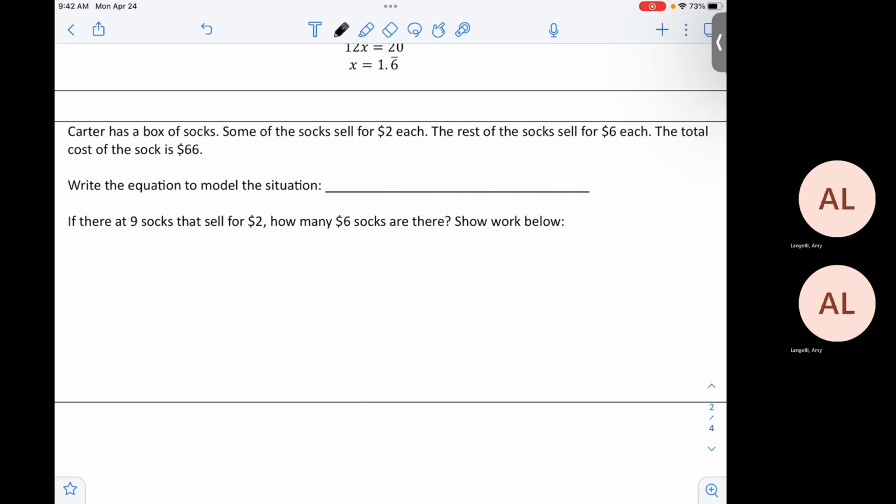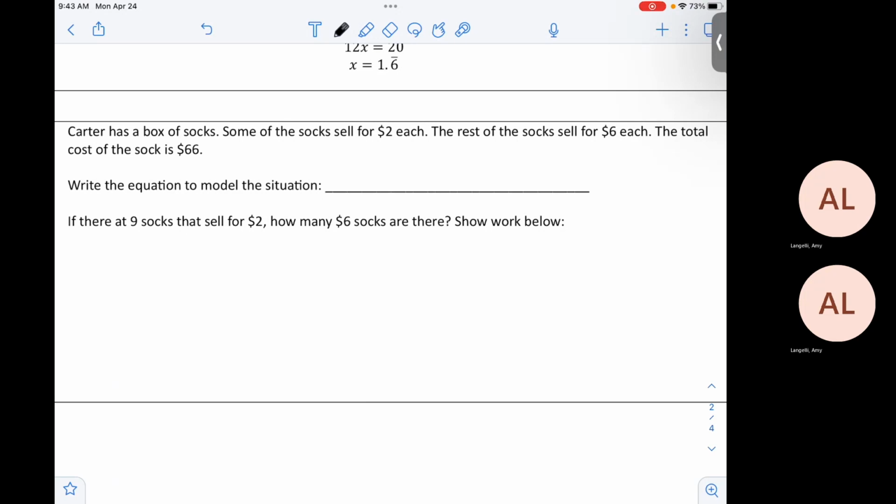Carter has a box of socks. Some of the socks sell for $2 each. The rest of the socks sell for $6 each. Oh, let's refocus, okay? What happens is you let me read a word problem, you're totally zoned out, and then you pretend to understand what's happening. So let's try again. Carter has a box of socks. Some of the socks are $2 each. The rest of the socks are $6 each. The total cost is $66. Write an equation.